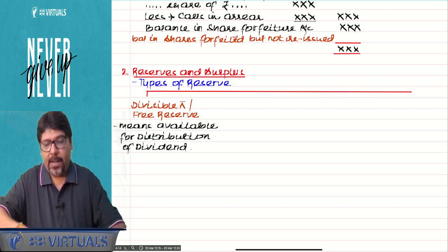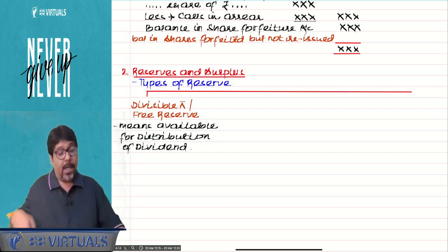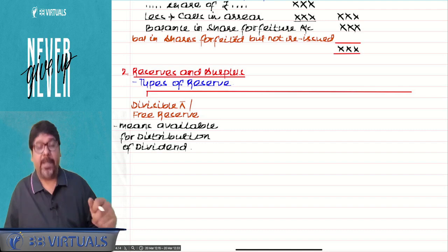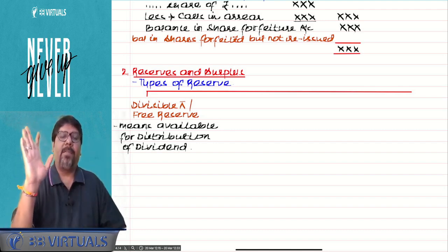Now, friends, we were into divisible profits. What are divisible profits? Those profits which are available for distribution of dividend.